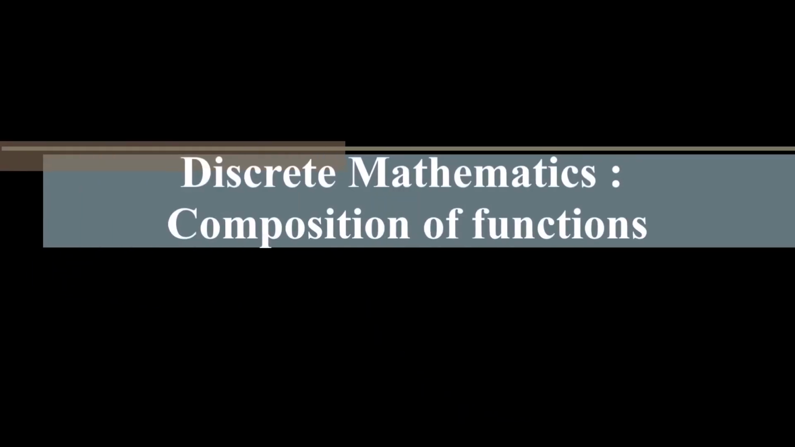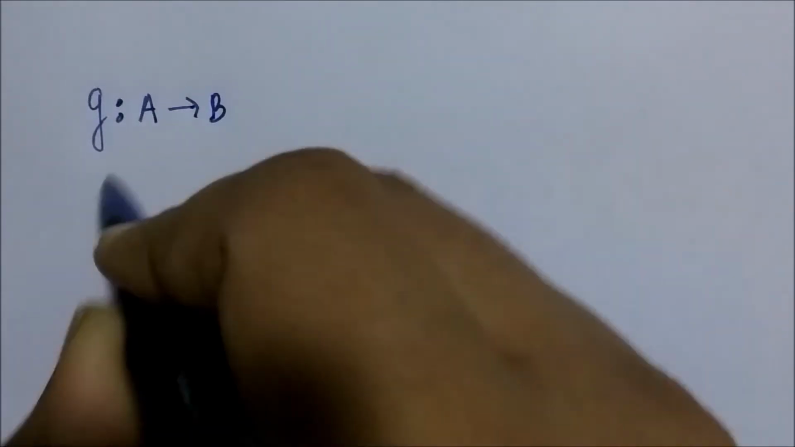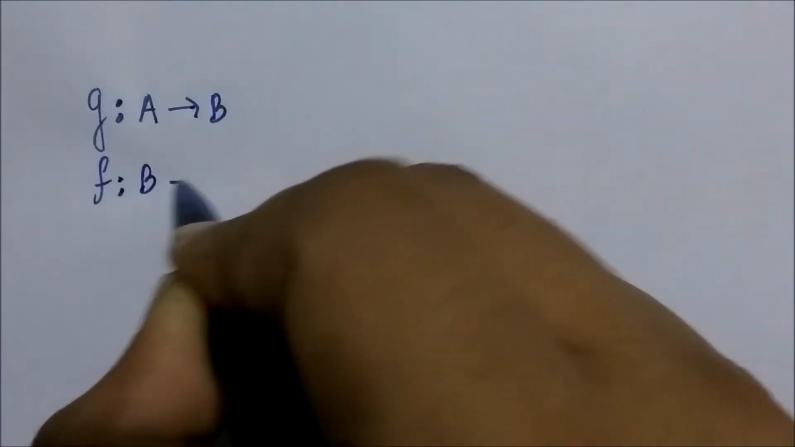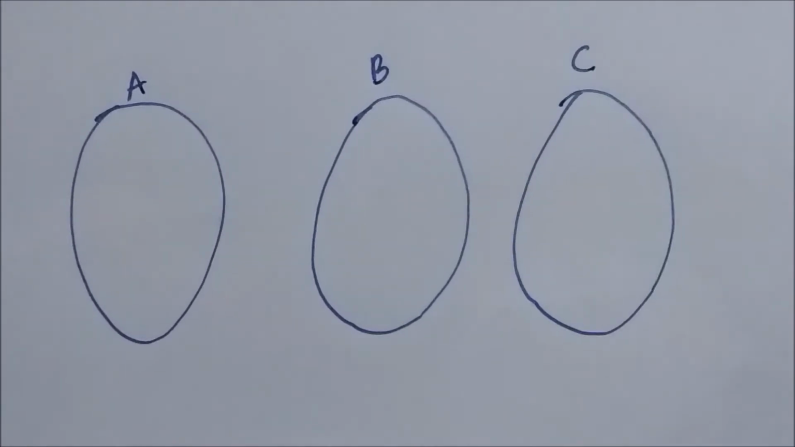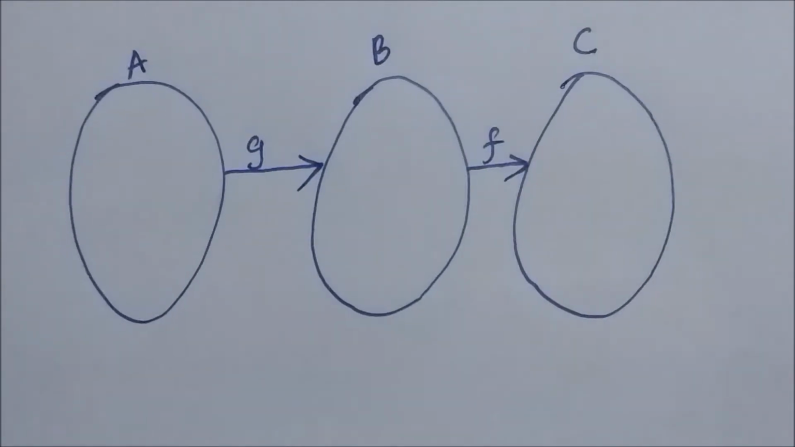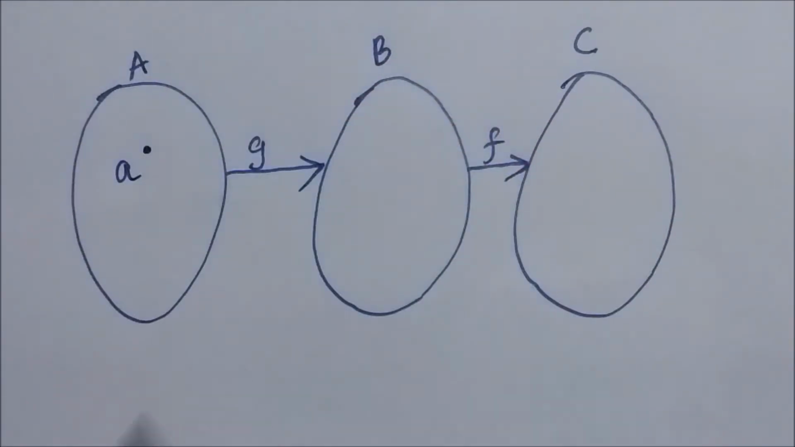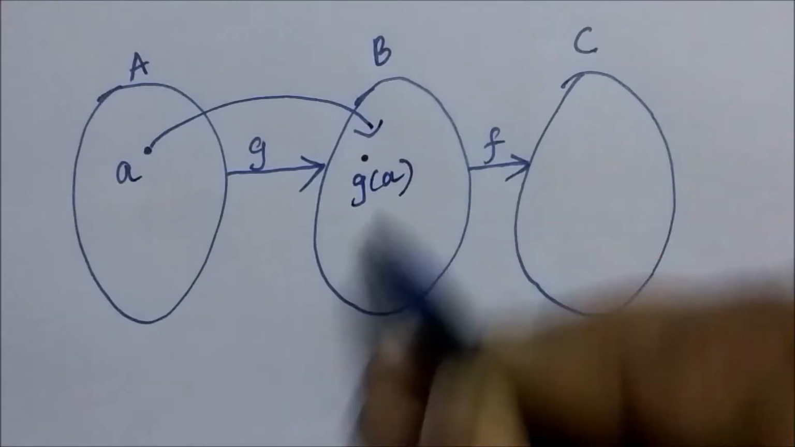Today we are going to see what the composition of two functions is. Let G be a function from set A to set B and F be a function from set B to set C. Representing this pictorially, we draw three sets A, B and C. Now G is the function from A to B, right? An element small a in the set capital A will be mapped to an element G of a in the set B by the function G.